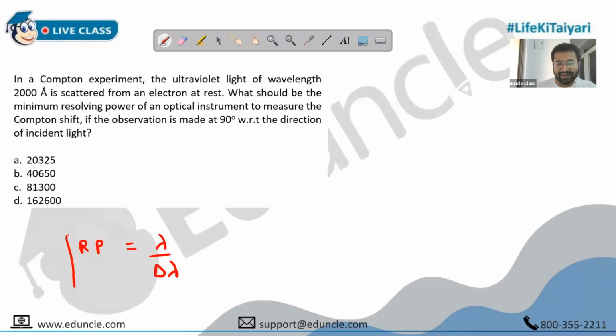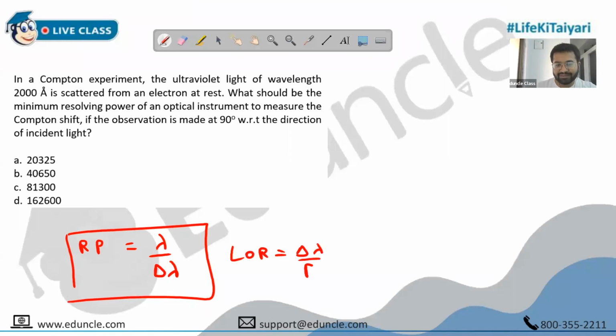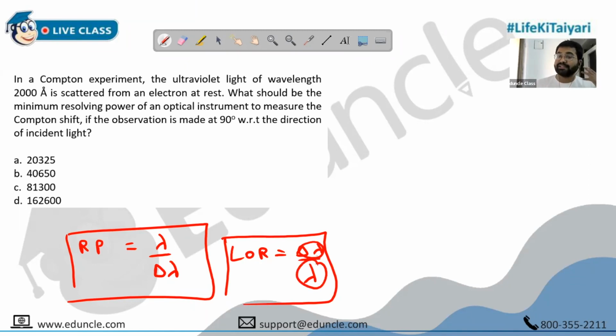What you said is for limit of resolution, that is delta lambda upon lambda. The best way to remember is that limit of resolution will be a small quantity, so obviously it will be the change upon the original, which is heavy. But resolving power will be a large quantity, so obviously it will be the original wavelength upon the change. That's how you can always remember it. LOR is limit of resolution. So now you know what you are supposed to do.